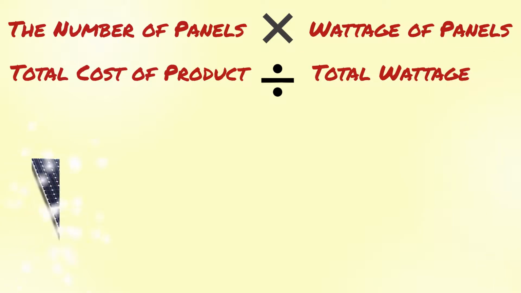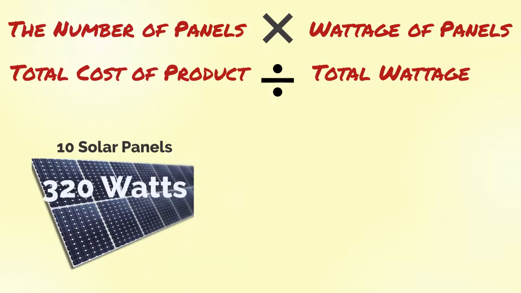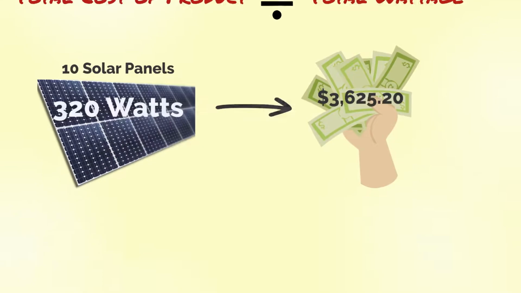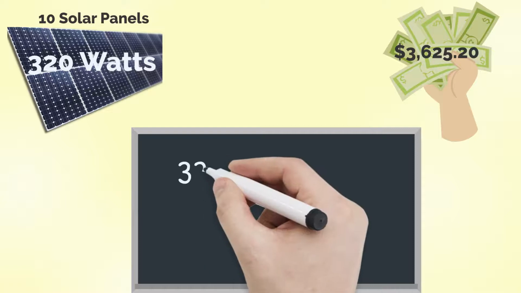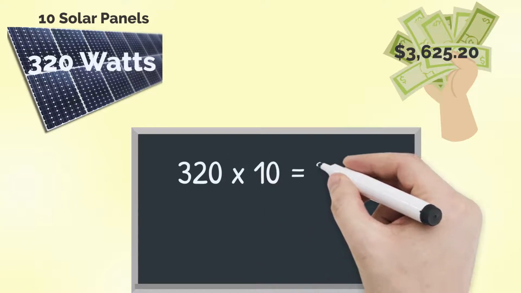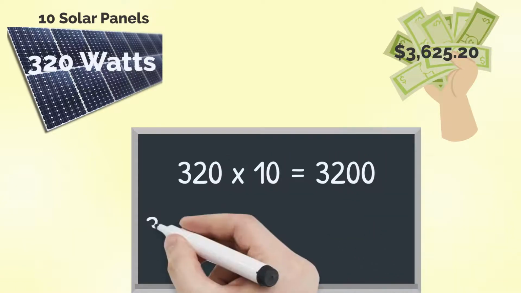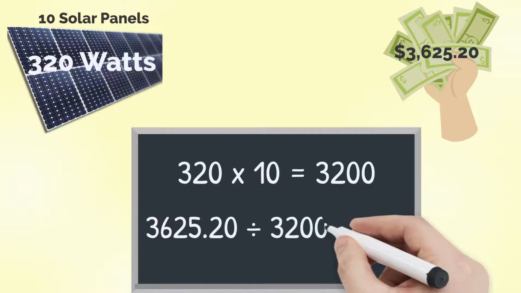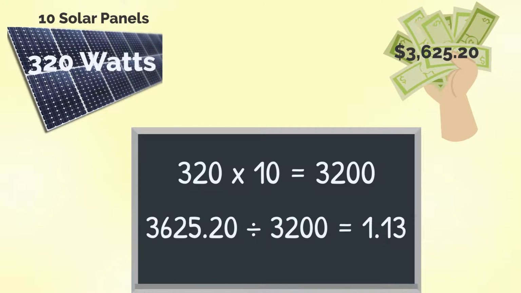For example, if you have 10 solar panels that are 320 watts each and the total price is $3,625.20, you would multiply 320 by 10, giving you 3,200, then divide 3,625.20 by 3,200, giving you the cost per watt at $1.13.